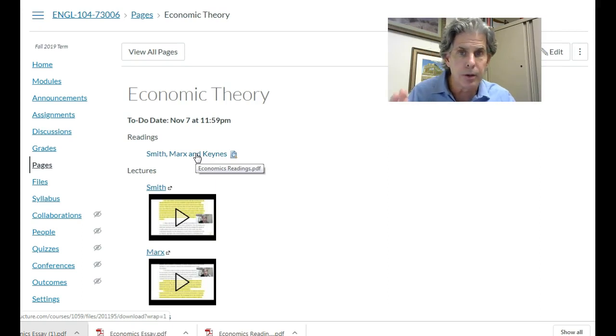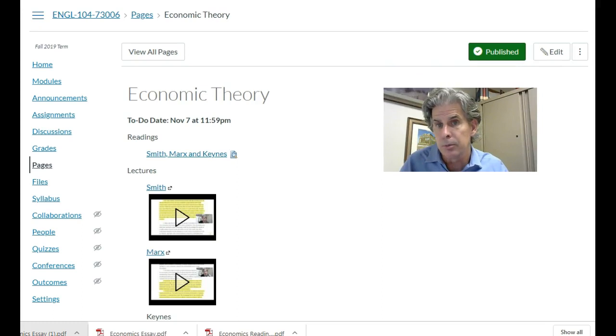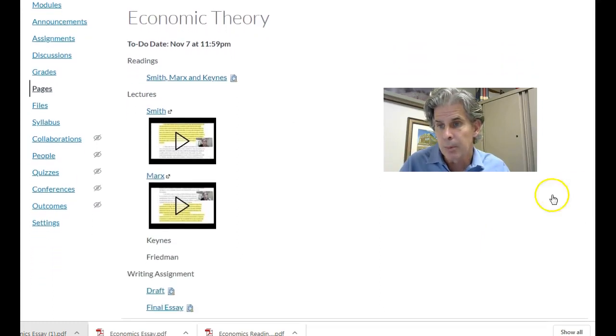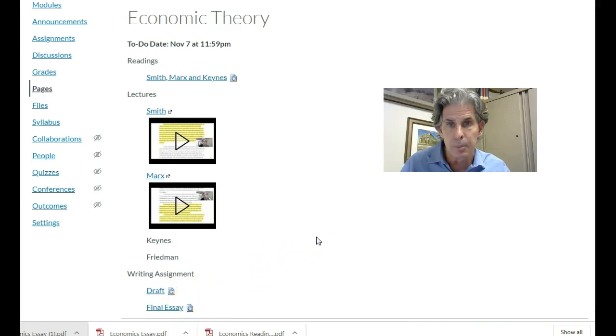Also included in that is the Milton Friedman at the end. You can read it if you want. It's actually pretty easy to read. It's not that tough. But I'm only going to hold you to Smith, Marx, and Keynes, okay? Because we've got to get moving on the last stuff here. And I'll have the Keynes last one, that lecture up pretty soon, okay? And here's the writing assignments. I will take you through that in an upcoming lecture.